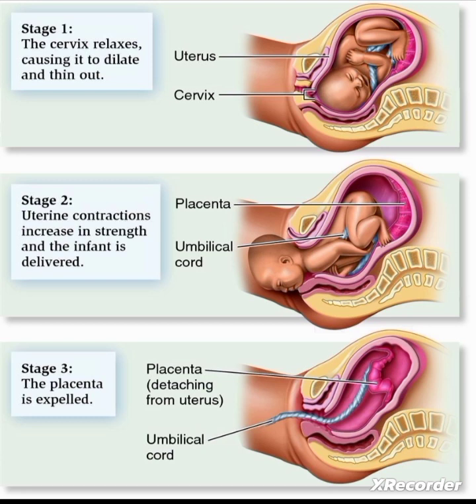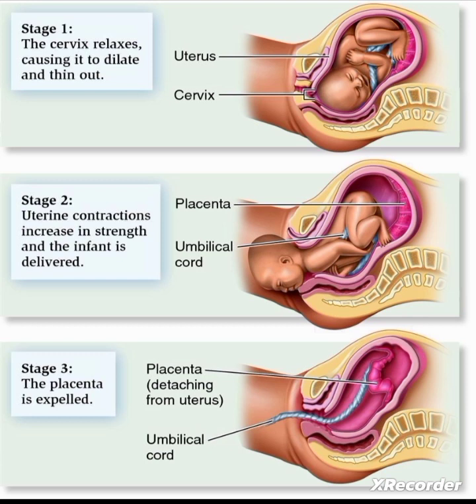The third stage begins after expulsion of the fetus and ends with expulsion of the placenta and membrane. Its average duration is about 50 minutes in both primigravida and multipara. The duration is reduced to 5 minutes in active management. So stage 3 means the placenta is expelled.